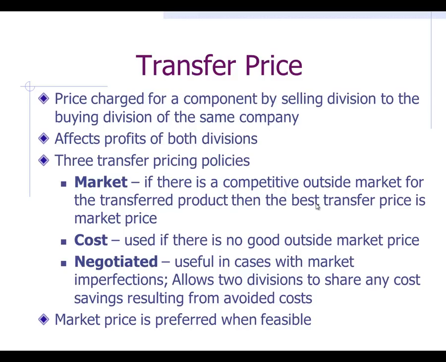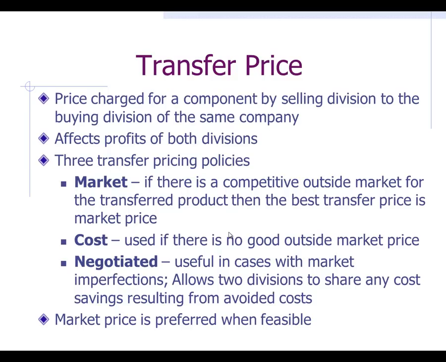So it's the price charged for a component by a selling division, which would be our battery division, to the buying division, which is the computer division, all within the same company. Again, it is going to affect the profits of both divisions. So there are 3 different transfer pricing policies. The first transfer price policy is called the market price. Basically, the market price is the price that you want to use if there's a competitive outside market for the transferred product. Okay, so if the battery division can sell those batteries to outside people, then the market price is whatever they sell it for. The best way to think of it is fair market value. Okay, so that would be the market price.